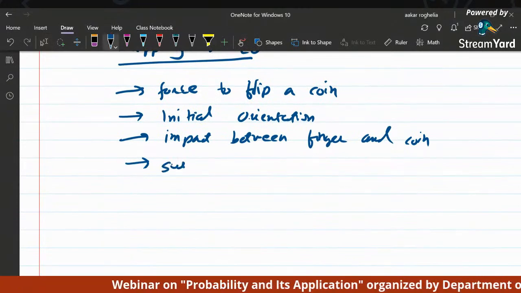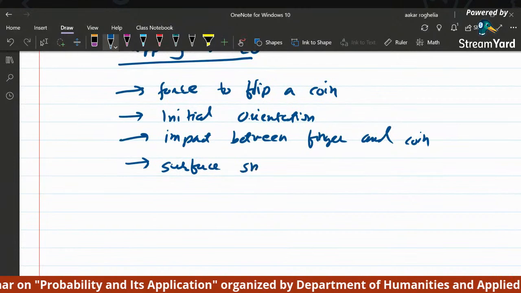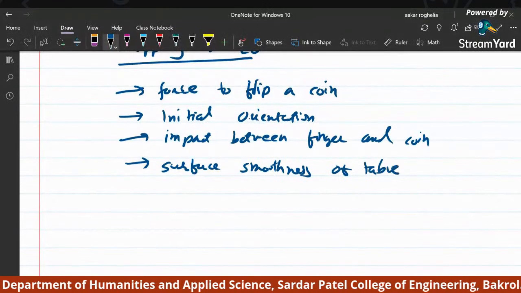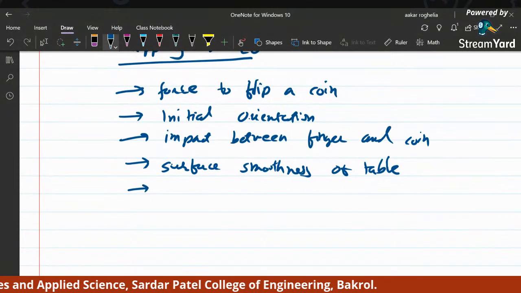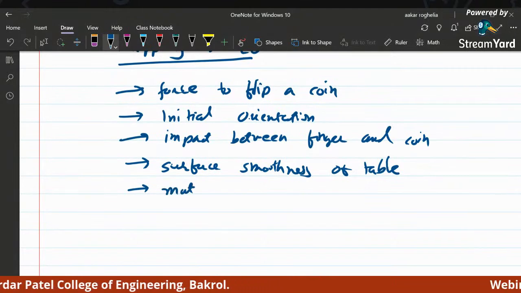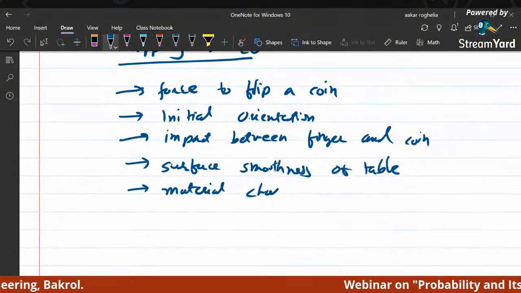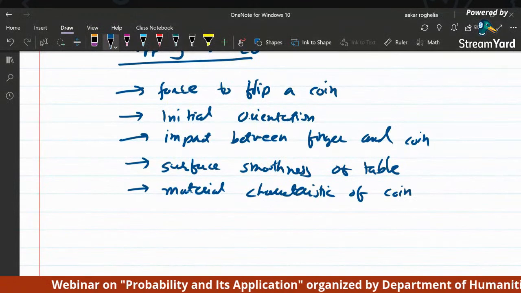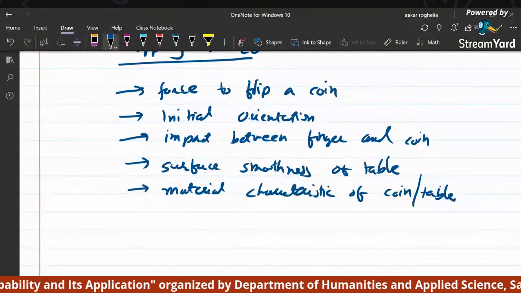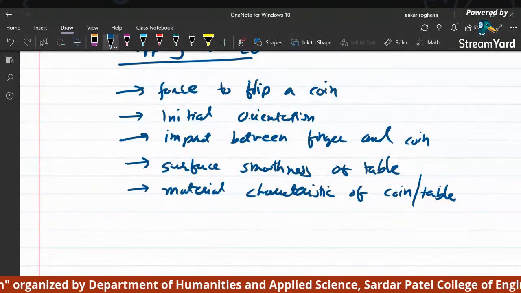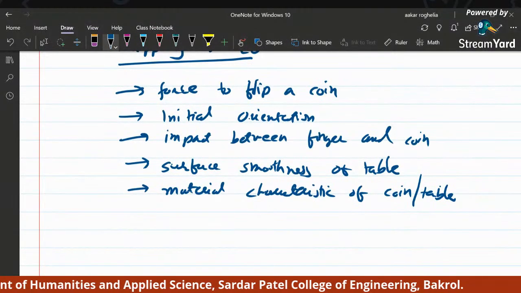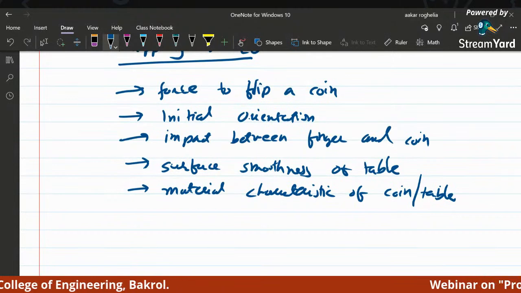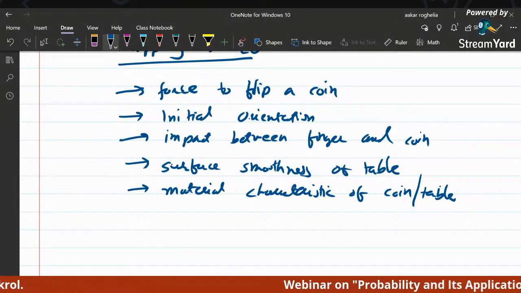Surface smoothness of the table on which we are flipping this coin. And let us say the material characteristic of both things, coin and table. Okay, before actually doing this experiment, we have not thought that with a very simple experiment like tossing a coin, we have this many things associated, but these are some of them.